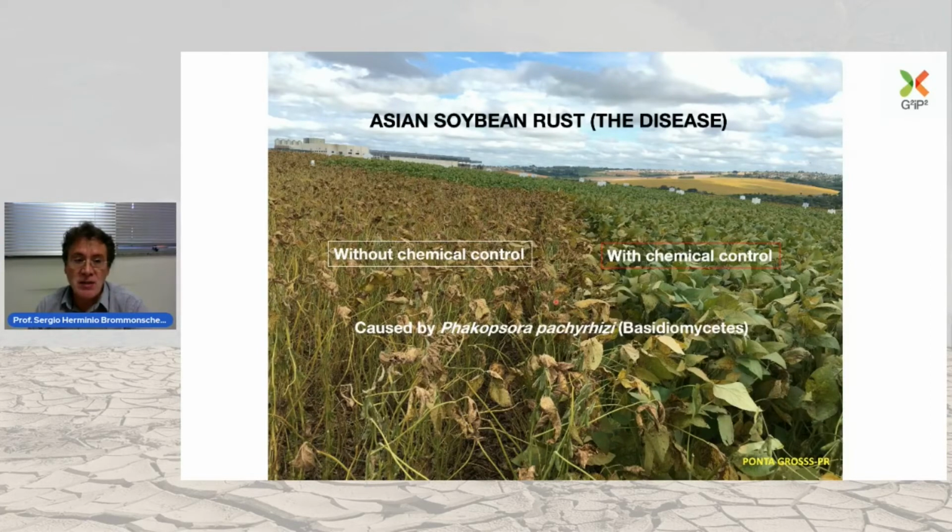Phakopsora pachyrhizi, the pathogen that causes Asian soybean rust, mainly attacks the leaves, causing very strong defoliation, as you can see here. So the plant will not be able to do photosynthesis at the level that it would be able to do, so you have a decrease in production, okay? Chemical control, we're going to see, is the main strategy to control this disease in Brazil.